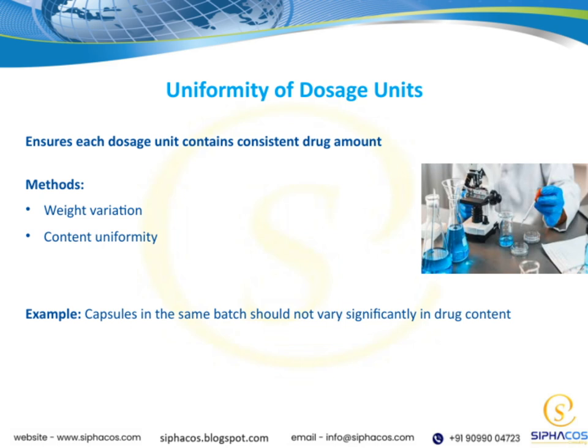If one capsule has much more or less drug than another, it could lead to ineffective treatment or potential side effects. So, maintaining uniformity helps us guarantee that every patient gets the right dose every time, which is the foundation of quality control in pharmaceutical manufacturing.